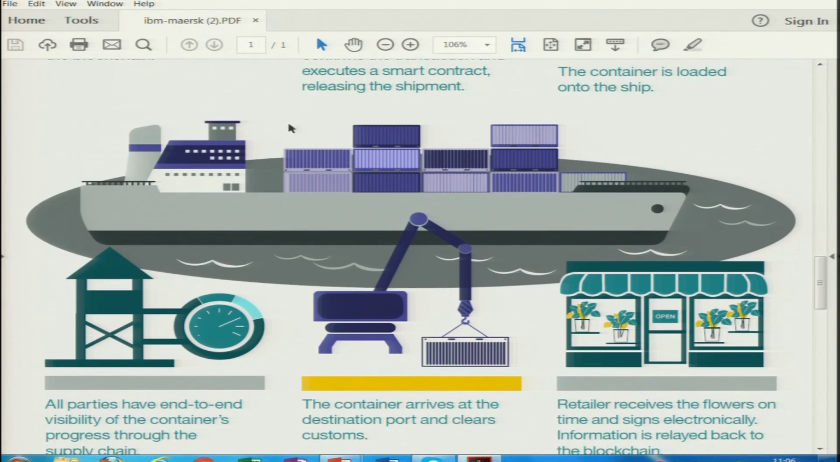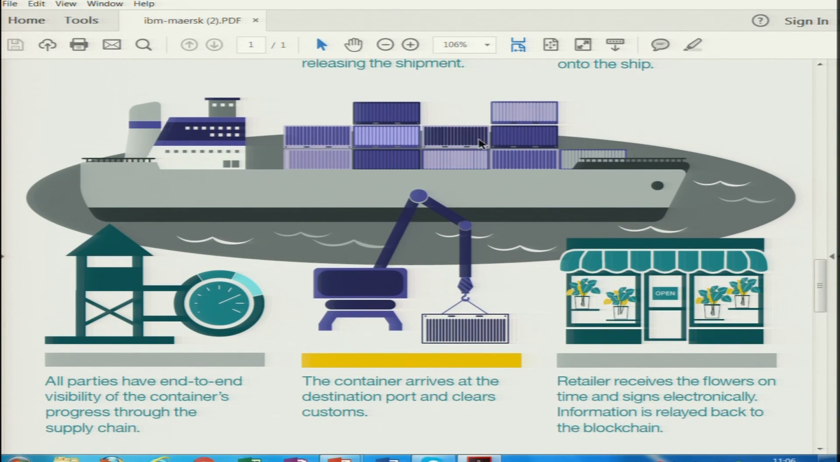Here is a big ship with lots of containers. Today ships can carry up to 20,000 containers. One big ship can carry up to 20,000 containers. All parties have end-to-end visibility of the container's progress through the supply chain. I as an importer, somebody sitting in Europe as an importer for flowers, I as an importer for apples in India, I know exactly where it is, what it is waiting for. I do not have to call somebody, depend on them updating the information, go to their website, it is there on the blockchain. The container arrives at the destination port and clears customs.